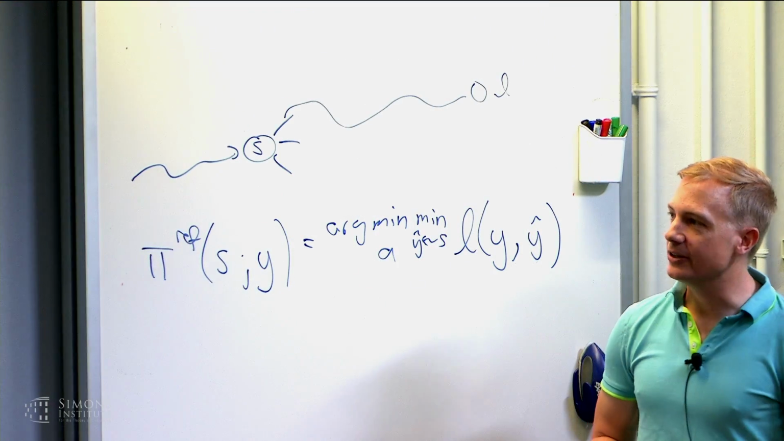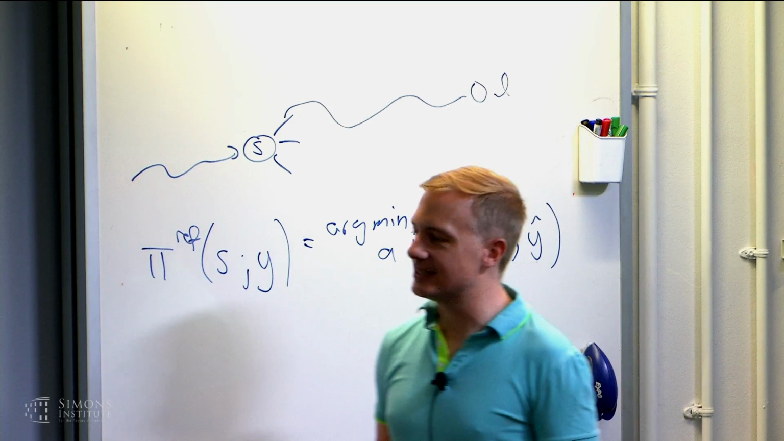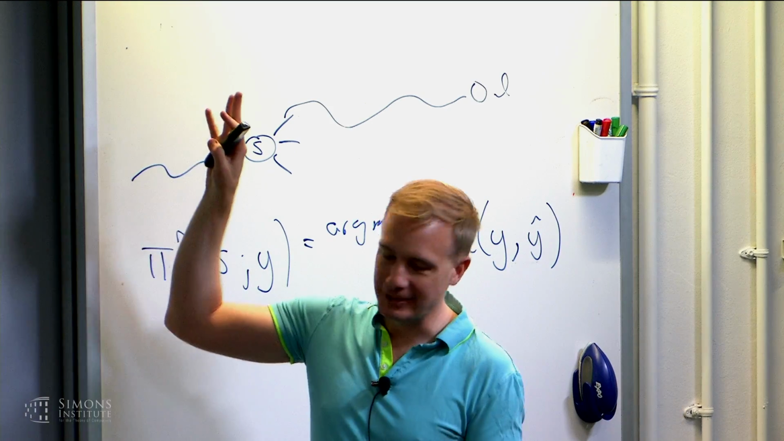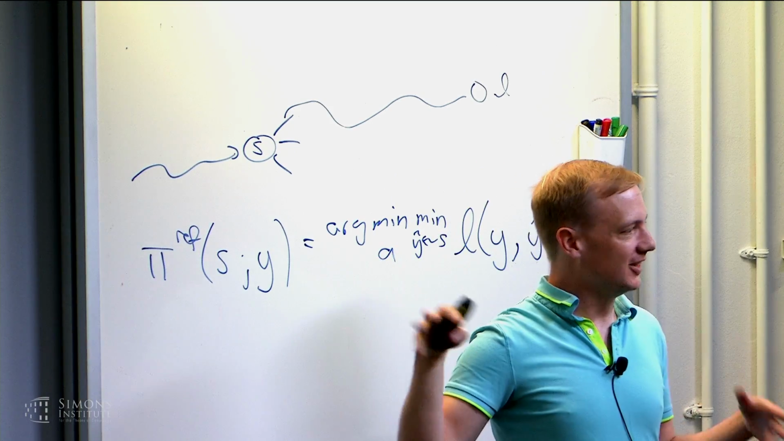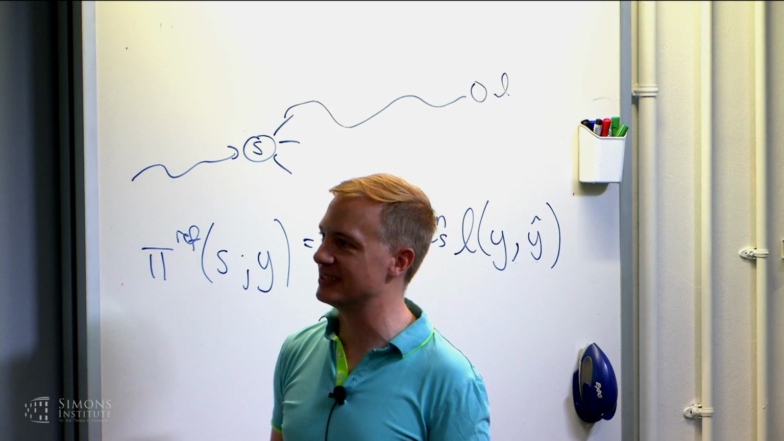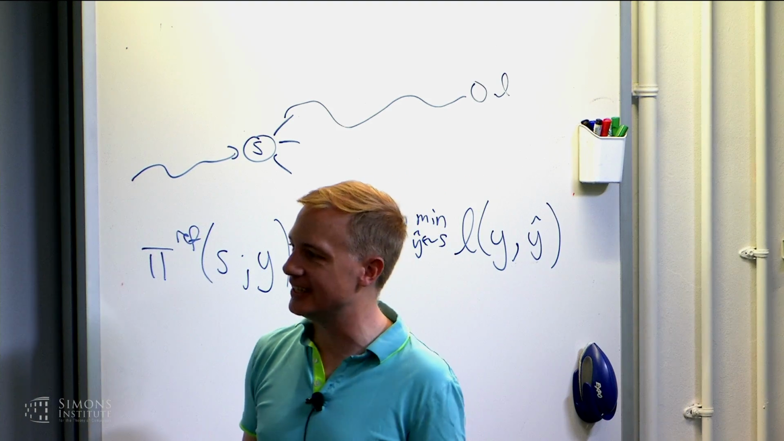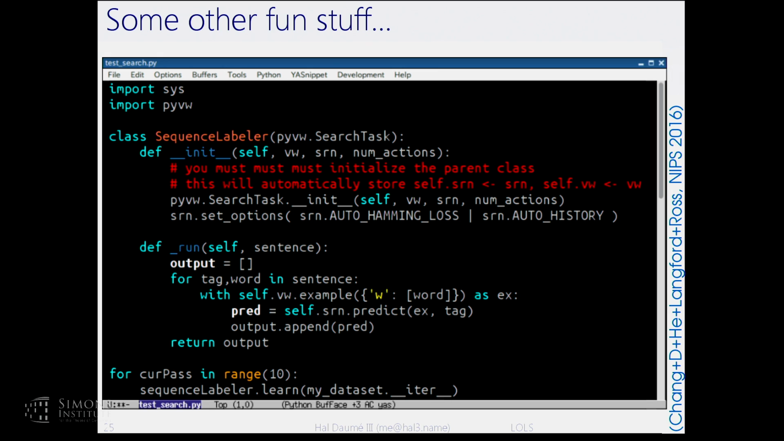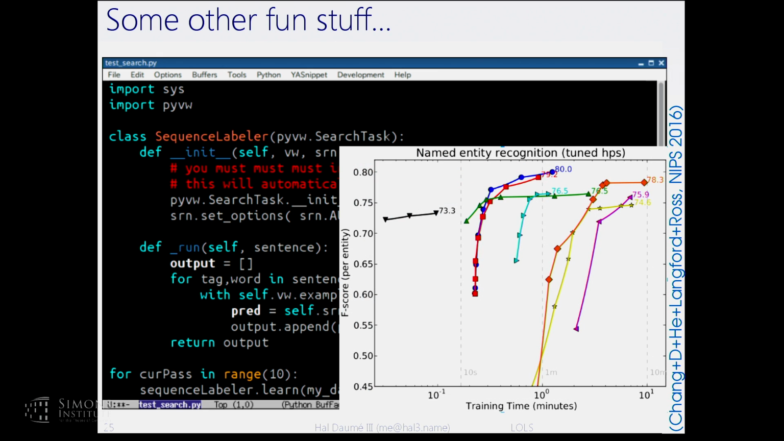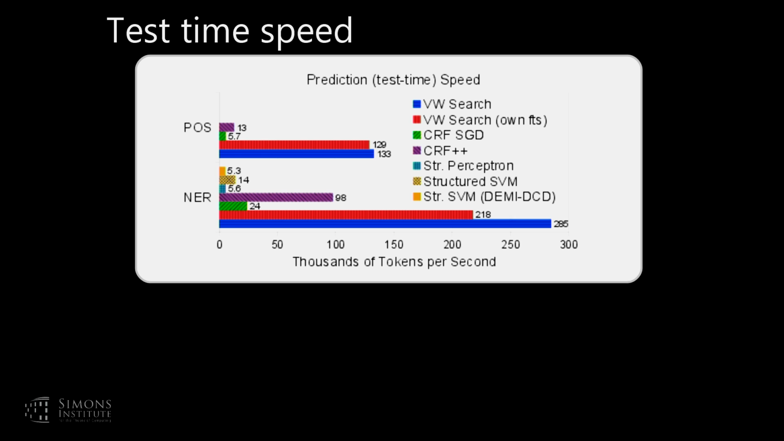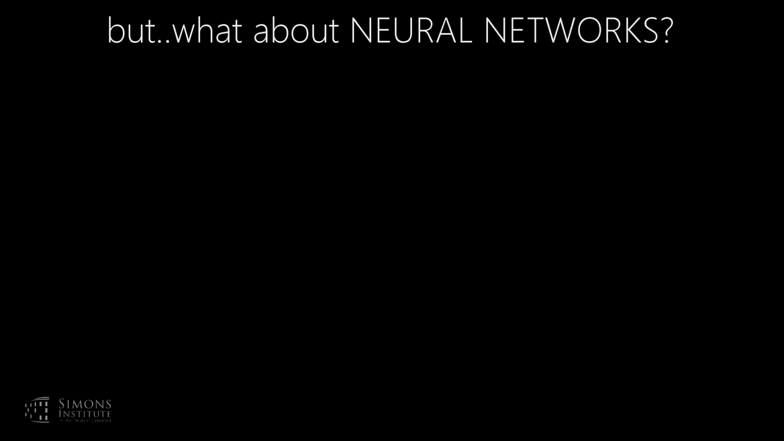The other thing that's nice is we had this nice way of writing code for this. So if you want to play around and write your own structured prediction problems, you can do this very easily. This was the version that was in the NIPS paper last year. We also had results on named entity recognition and dependency parsing, and they look qualitatively the same. It's also very fast at test time.